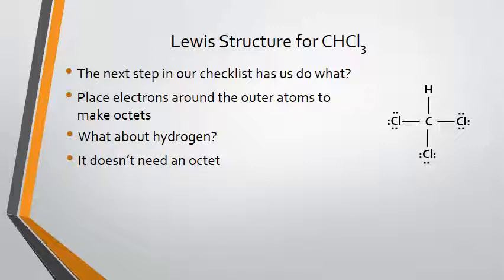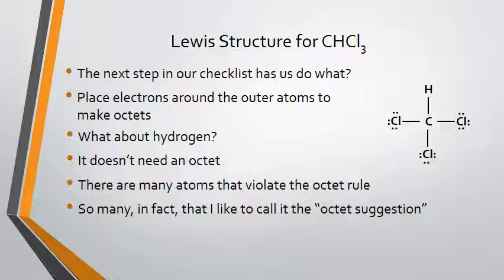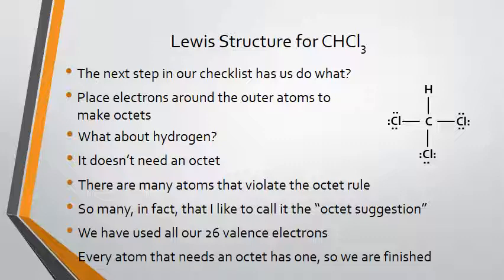Okay, hydrogen doesn't need an octet because its nearest noble gas is helium. So there are many atoms that violate the octet rule. In fact, I like to call it the octet suggestion. So we have used our 26 valence electrons. For every carbon and chlorine, that's 8. 3 times 8 is 24, plus the 2 for bonding to the hydrogen is 26. Every atom that needs an octet has one, so we are finished.